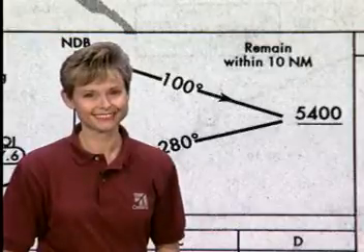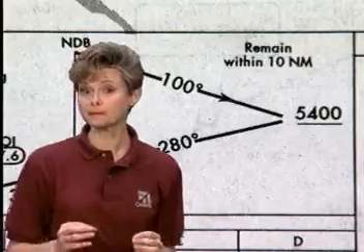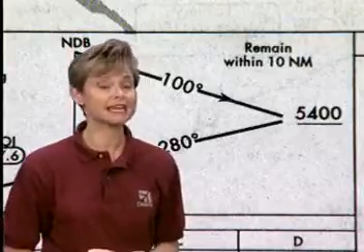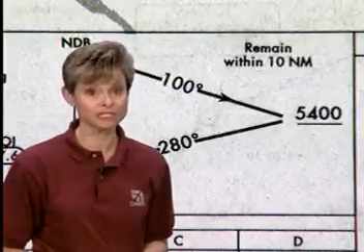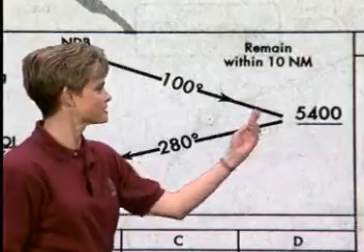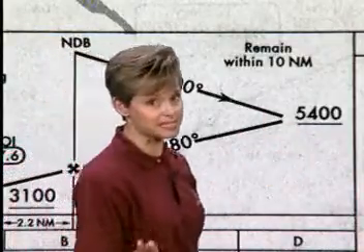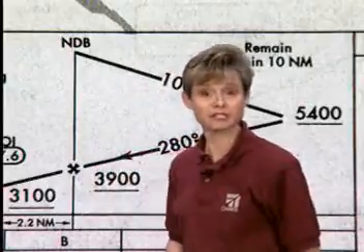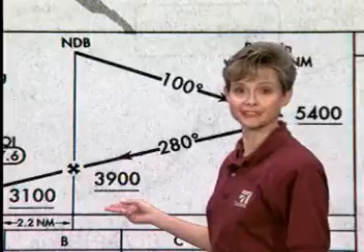Another important thing the profile view tells you is the minimum altitude you must maintain in the procedure turn until you are established back on the course inbound. In this case, you must maintain 5,400 feet in the procedure turn. Once you are established inbound on course to the NDB, you can start your descent to 3,900 feet.